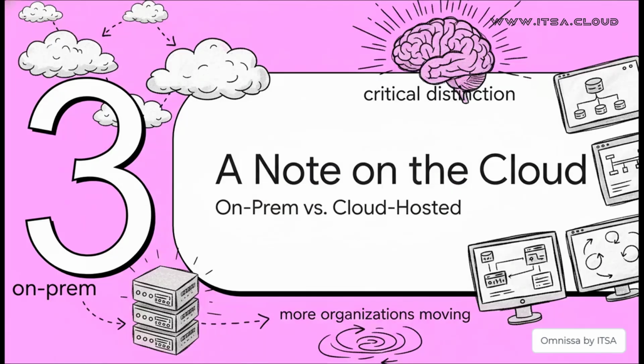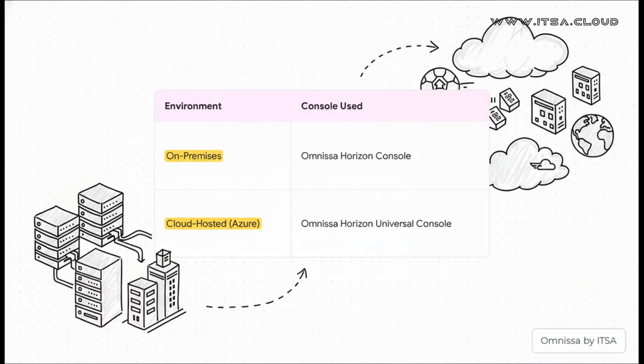Now, as more and more of us are embracing the cloud, it's really important to know that the Horizon console we've been talking about has a cloud-based cousin. So let's just take a quick second to clear up the difference. It's actually really simple. If you're running your VDI on premises in your own data center, you're going to use the Omnissa Horizon console. But if you're deploying in a public cloud, like Azure for instance, you'll be using the Omnissa Horizon Universal console. They both give you that awesome centralized control. They're just each optimized for their own environment.